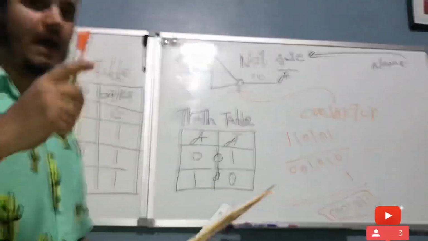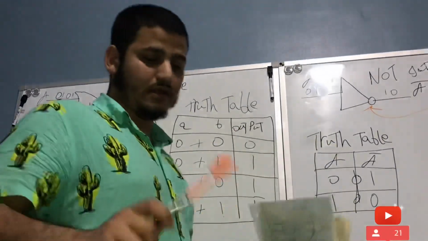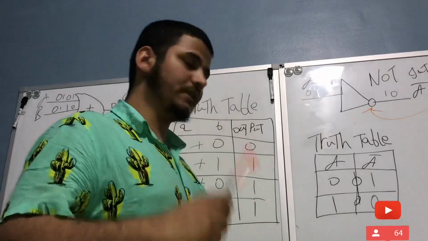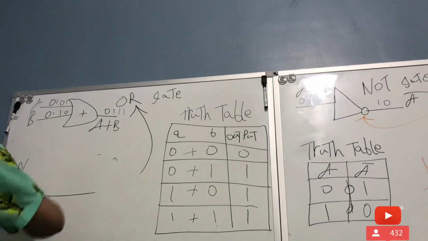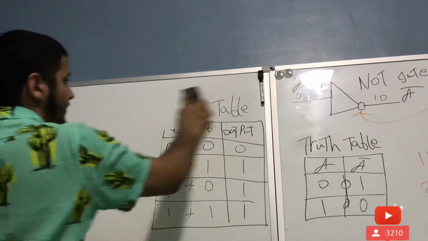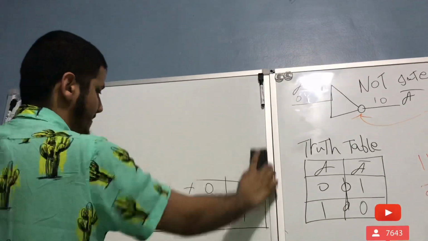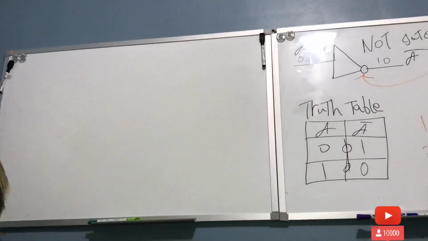Alright, so we covered the AND gate, the OR gate, the NOT gate. Hopefully you get these. But right now, let's design a circuit. Let's design.